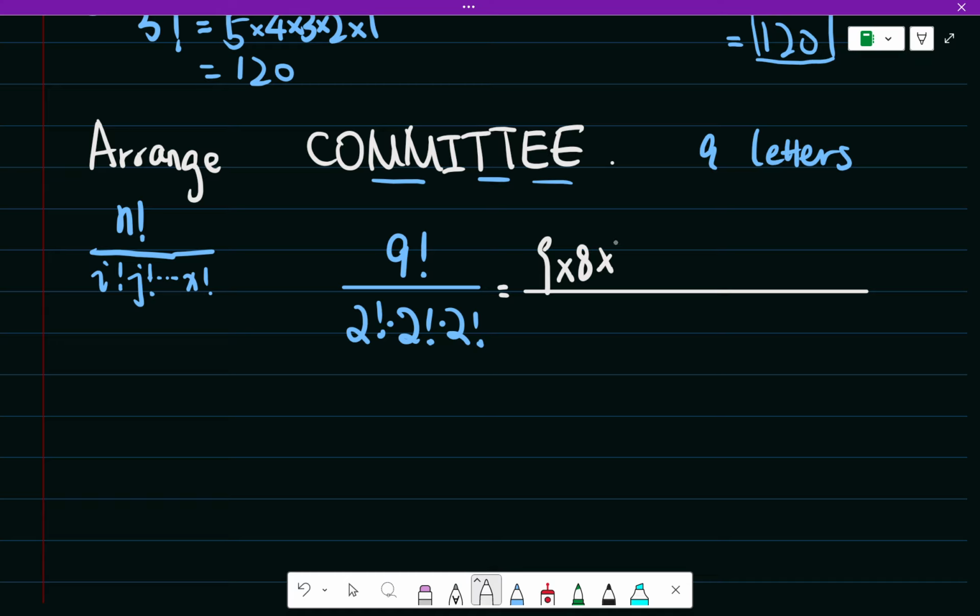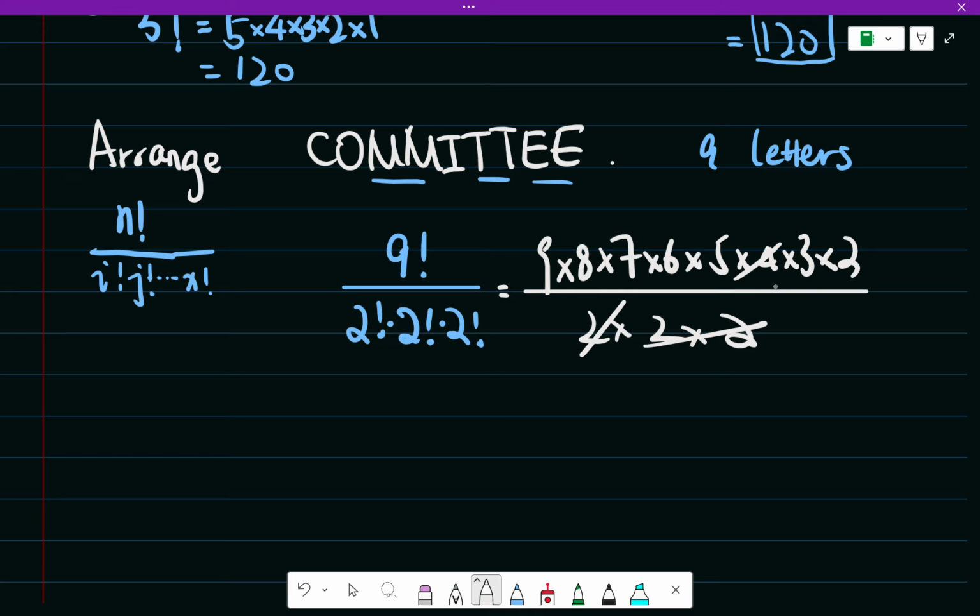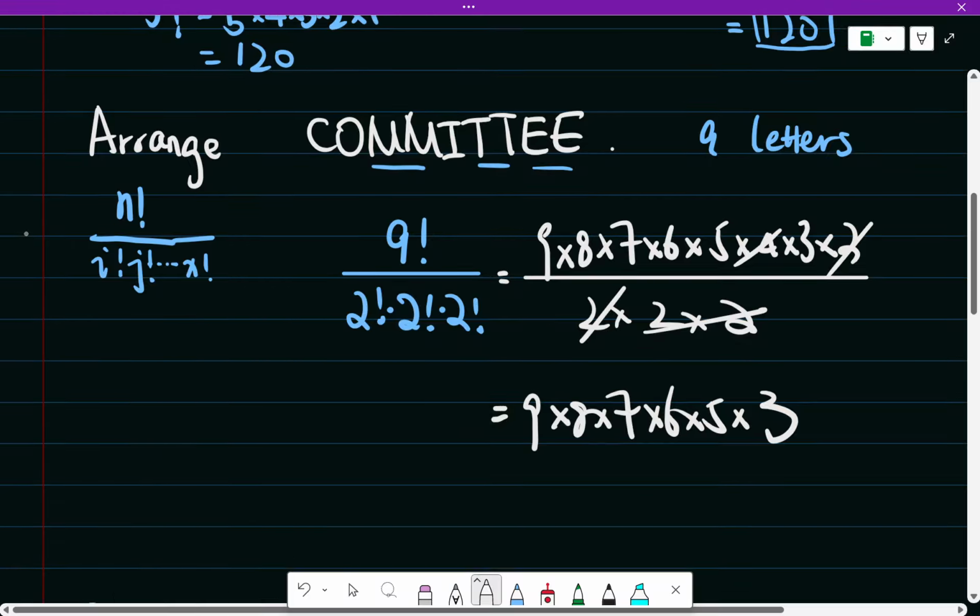We could also simplify the expression to, this is 4, this is 2, to this. So 9 times 8 times 7 times 6 times 5 times 3. So this would be the answer to this question where we're arranging committee. So this is how we can deal with repetition in permutation.